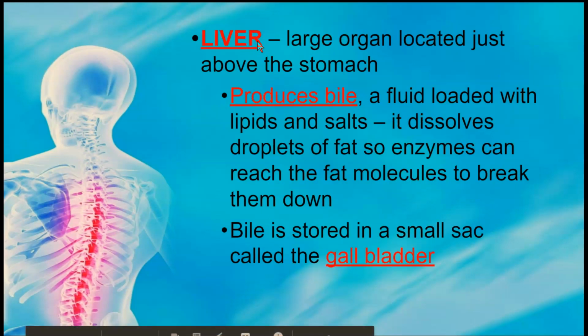Here we are. Liver is a large organ located above the stomach. It produces bile, a fluid loaded with lipids and salts, and it dissolves droplets of fats so enzymes can reach the fat molecules to break them down.